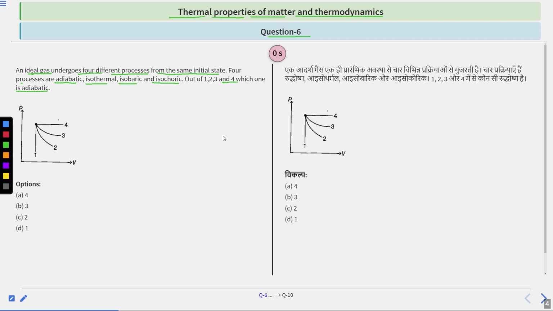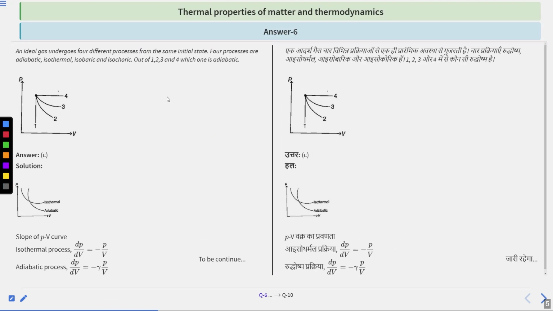Let's find the solution. This question asks which process is the adiabatic one. Clear? This is the given curve. This is for process 4, third, second and first. In this graph, on the x-axis is volume and on the y-axis is pressure. Clear?